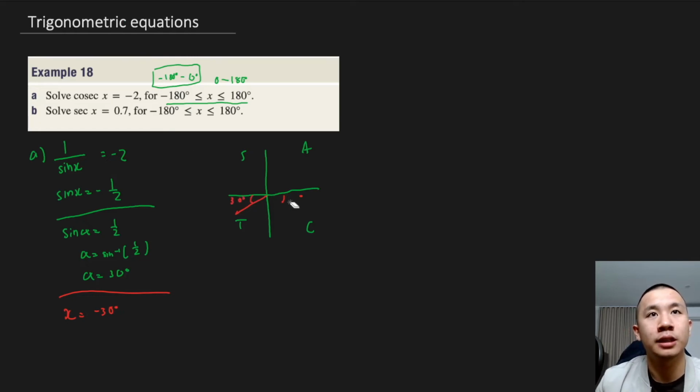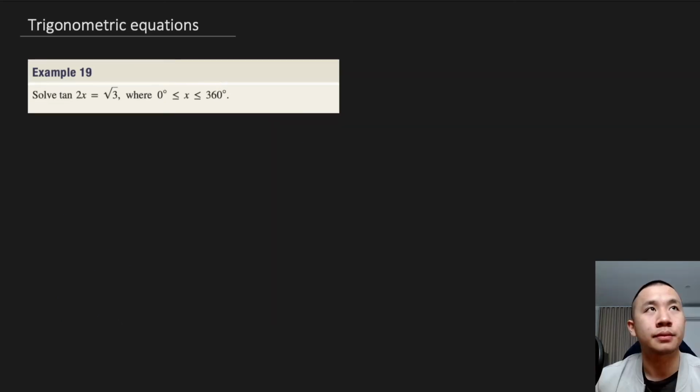But the angle I'm finding is this thing, where this is 150. So another solution is negative 150, which is surprisingly the same solution we found earlier. So this is the solution for A.